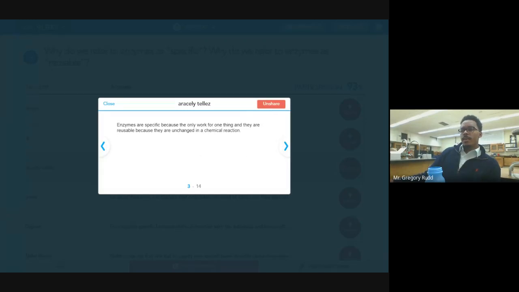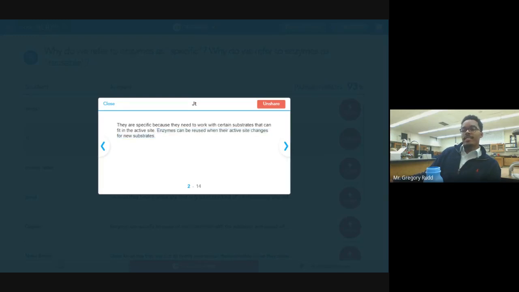Enzymes are specific because they only work for one thing, and they are reusable because they are unchanged in a chemical reaction. I'm going to also choose to share JT. I like this use of the phrase active site in JT's answer. They're specific because they need to work with certain substrates. I love that word too, that can fit in the active site. Enzymes can be reused when they're active site.